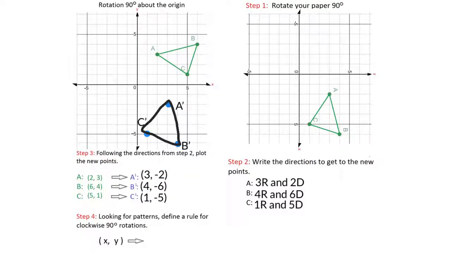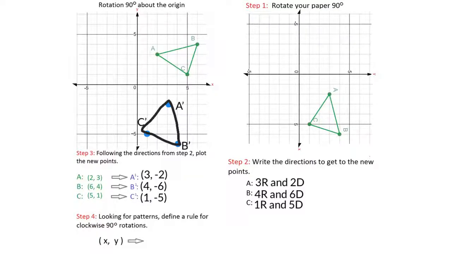Let's see if a similar thing happens in point B. So we had (6, 4), and it became (4, -6). So it's looking like the numbers aren't changing, they're just switching. Same thing in C, we had (5, 1), and now we have (1, -5). So maybe our x and our y are switching, but what's happening to the x? Looks like we're getting all our x's turned negative. So they're all the opposite.